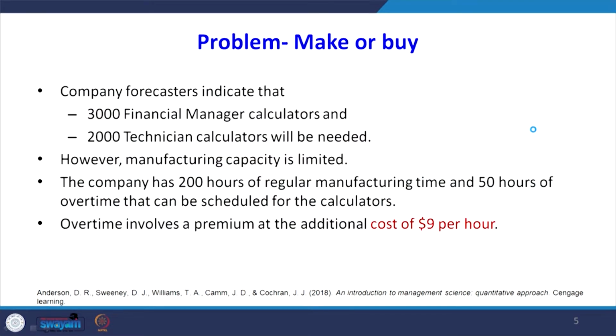The company forecast indicates 3000 financial manager calculators and 2000 technician calculators will be needed, but the problem is that the manufacturing capacity is limited. The company has 200 hours of regular manufacturing time and 50 hours of overtime. There is a possibility, apart from regular manufacturing time, to go for overtime. So, the available overtime is 50 hours. But going for overtime involves a premium, an additional cost of $9 per hour.